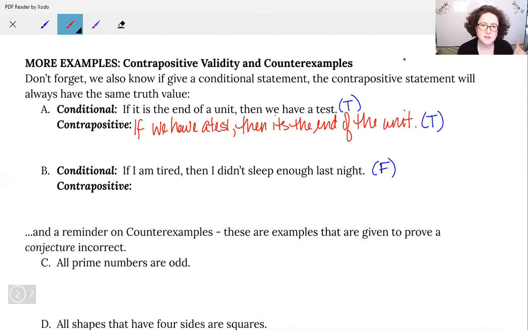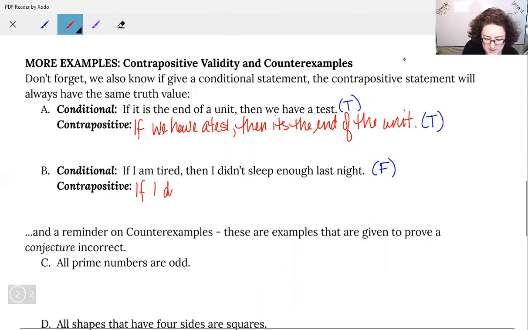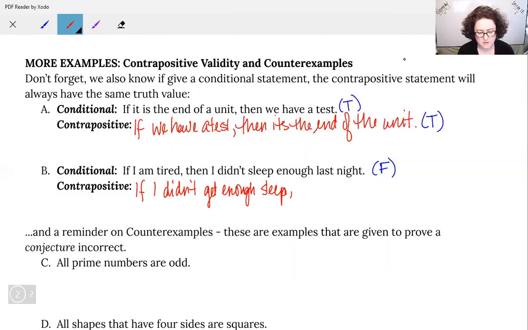Okay, so contrapositive, switch and flip. So if I didn't get enough sleep, and contrapositive, switch and flip. So I am tired has to flip over to then I'm not tired.